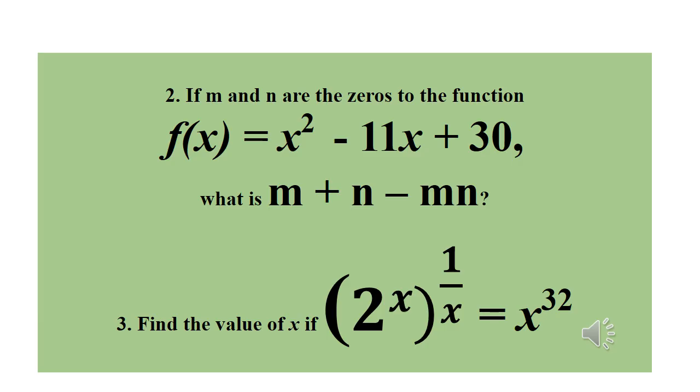For question number 2, if m and n are the zeros of the function f of x equals x squared minus 11x plus 30, then what is m plus n minus mn? That is, find the value of m plus n minus m times n. That is question number 2.